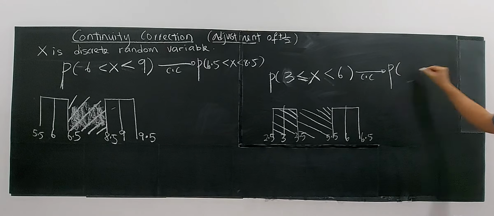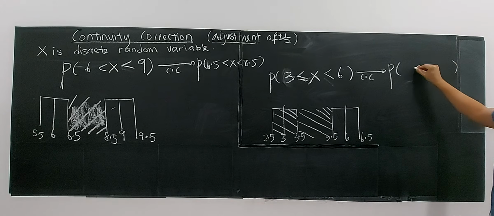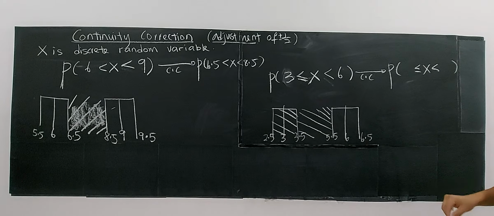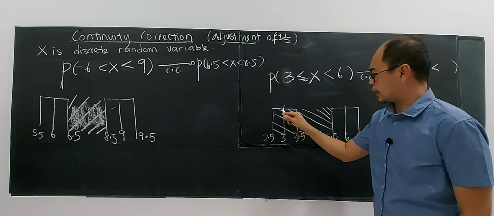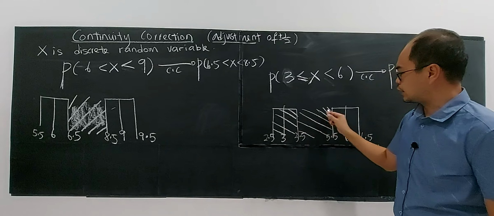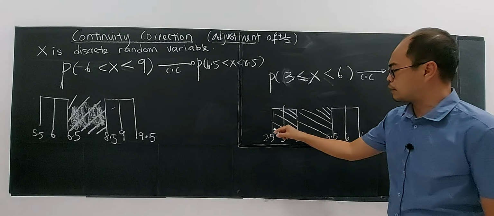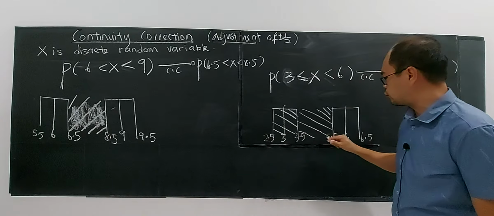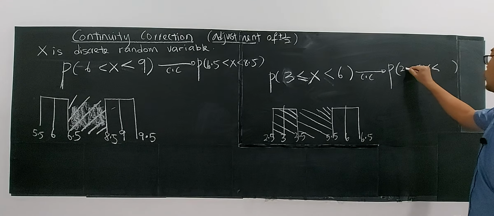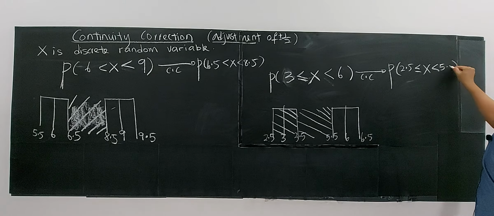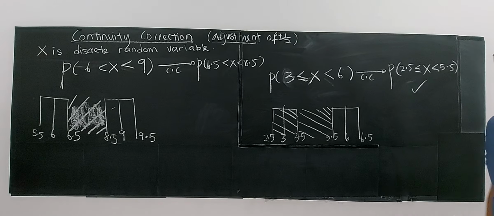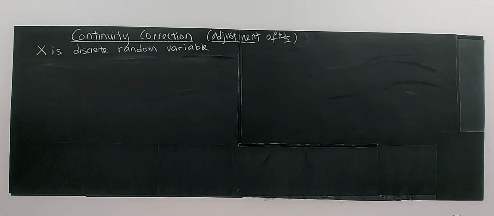So what is the result? Very simple. You look at this colored region. The shaded region is from where to where? 2.5 to 5.5. 2.5 to 5.5. Then correct. Okay, this is the continuity correction. Okay, still not quite understood, aduh. Okay, next. Alright, the last two examples for you.